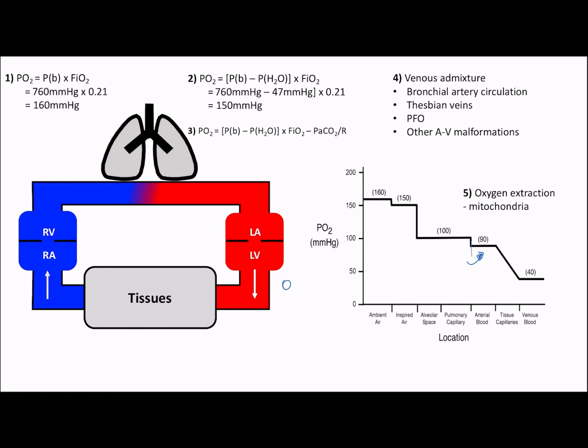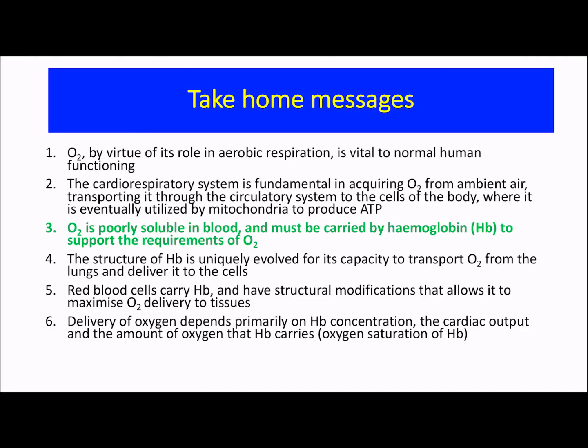The oxygen is delivered to the tissues, where the oxygen is extracted by the cells and into the mitochondria, where it participates in aerobic respiration. And that leaves the venous blood oxygenation to be about 40 millimeters of mercury. And that explains that. So I hope that cascade makes sense.